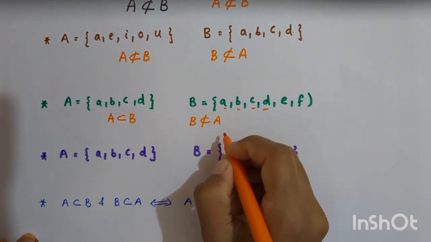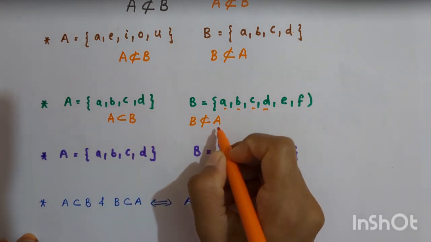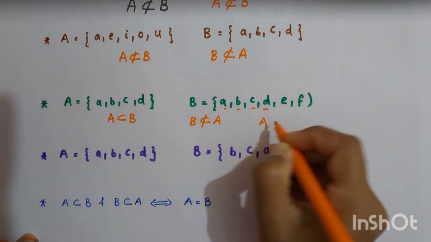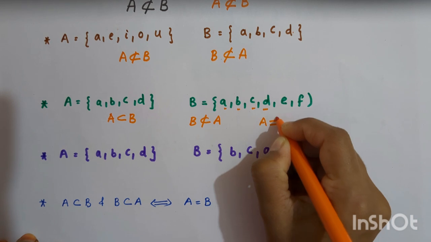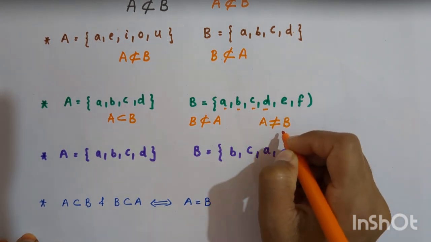Okay, this actually means that A is a subset of B, but B is not a subset of A. So what does that mean? A is not equal to B. The sets A and B are not equal sets.